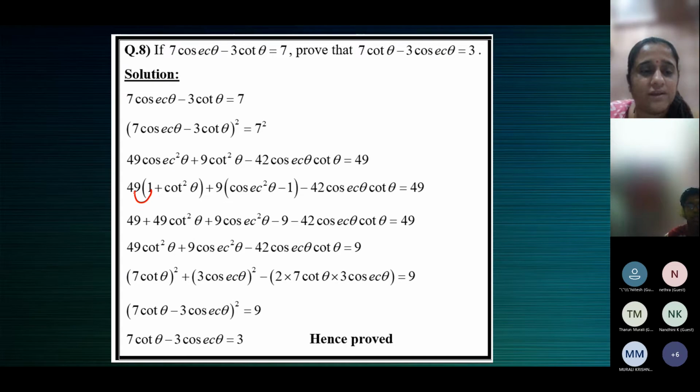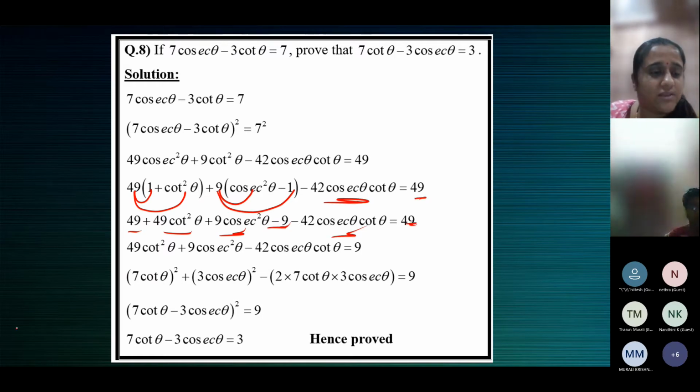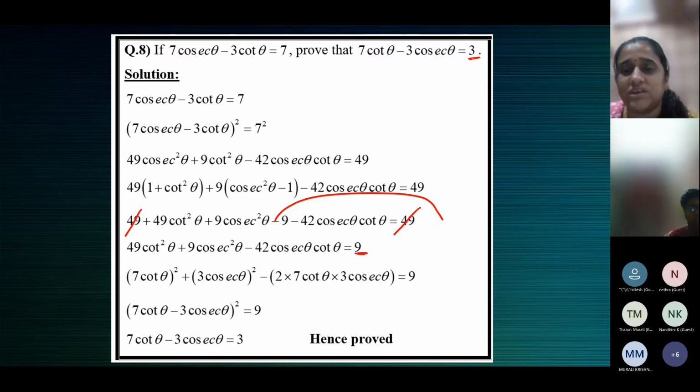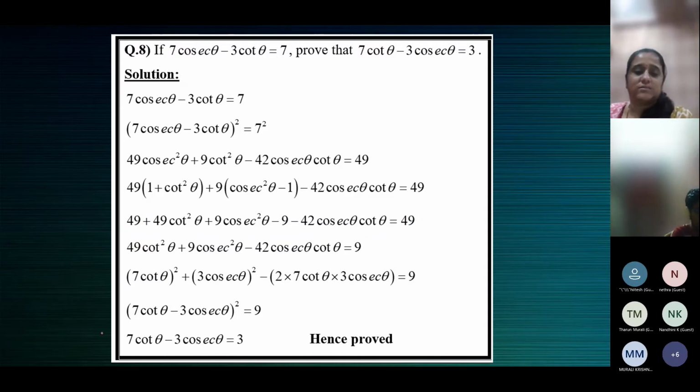So 49 cot square theta, 9 cosecant square theta minus 9. And then this as it is and this as it is. Then some simplification. 49 on either side will get cancelled. And this minus 9 will travel to the other side as 9. Why are we taking it to the other side? Because you see a 3 here, no? So it will be square root of 9, which is 3. So take that number to the other side.